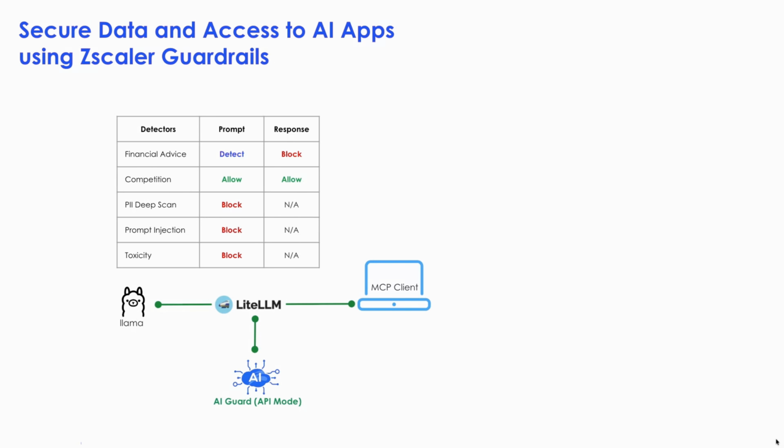against the response detectors. The agent sends the prompt. LiteLLM forwards it to the AI Guard for prompt detection. If the AI Guard does not block the prompt, it is forwarded to Llama. Llama then generates a response, and the LiteLLM forwards the response to AI Guard, where it's evaluated against the response detectors. If the response is not blocked by the detector, it is forwarded back to the agent.